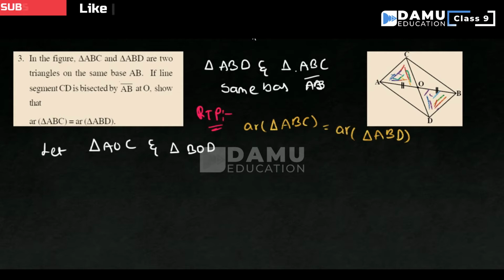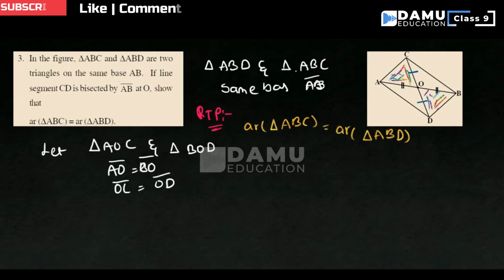In triangles BOD and AOC, AO will be equal to OB, that is BO, and OC will be equal to OD, as the given figure shows. Why? Because in the parallelogram, OC will be equal to OD.